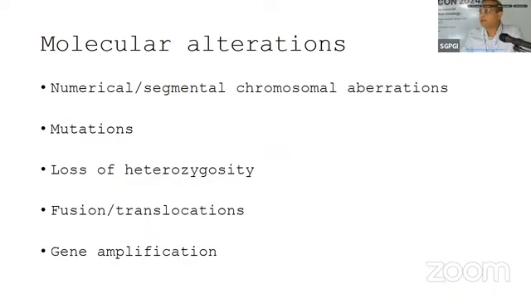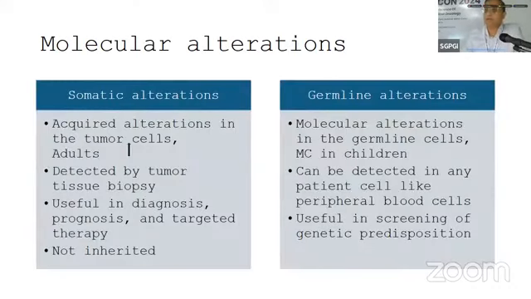So now we know that even in Wilms tumor, risk stratification includes molecular markers. What exactly are we trying to look for when we look for genetic changes or molecular alterations? These are either mutations, or numerical or segmental chromosomal aberrations, loss of heterozygosity, fusion or translocation genes, and gene amplifications. These are the various changes we identify within the tumor cells, and based upon that, we decide whether they can be used for diagnosis or other things. Molecular alterations can be somatic or germline.